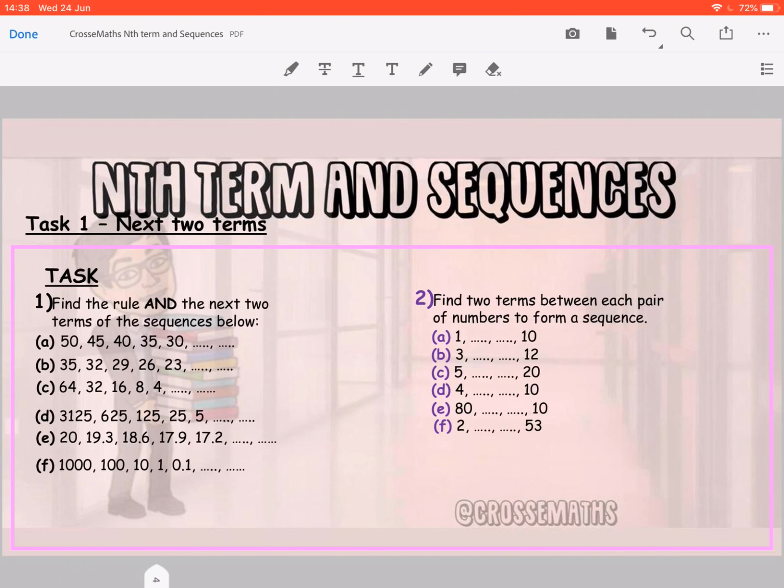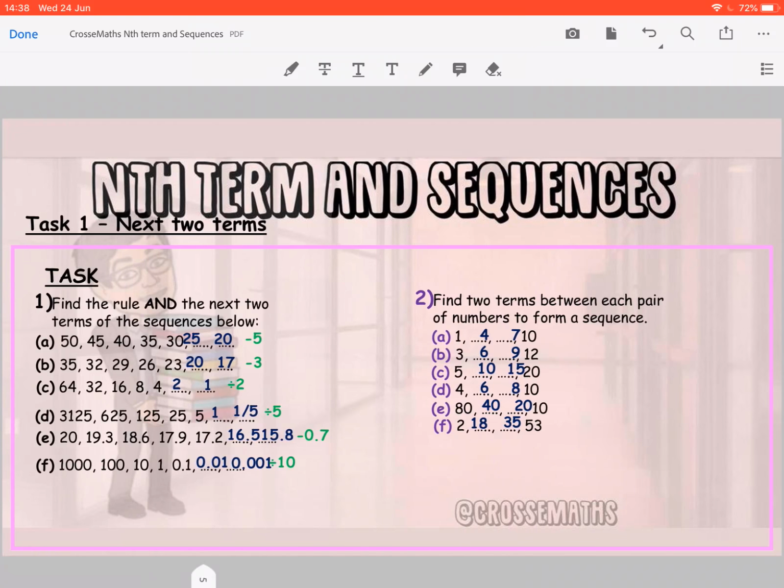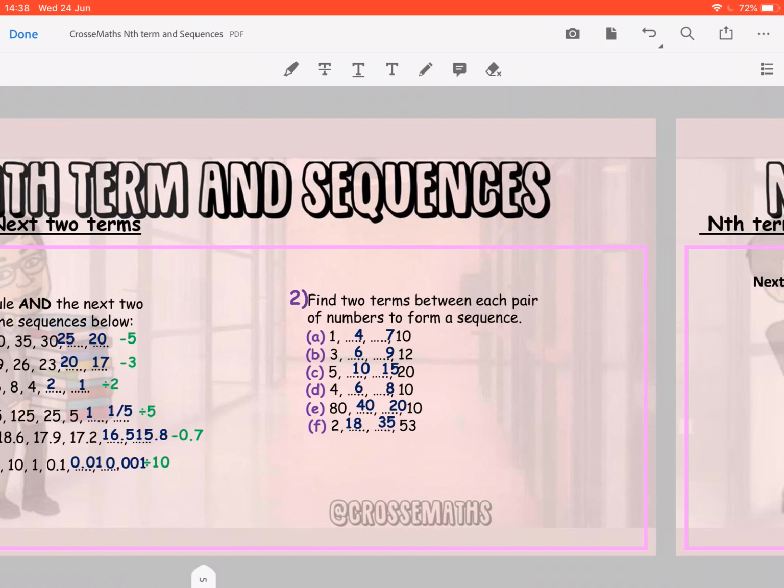Hopefully you've had enough time to do those, guys. You paused the video and had a go. If you didn't, don't worry, okay? The bits in green are the rules, and the bits that I filled in are the bits that are missing in the middle. Pause the video now and mark what you've done. Right then, so moving on.